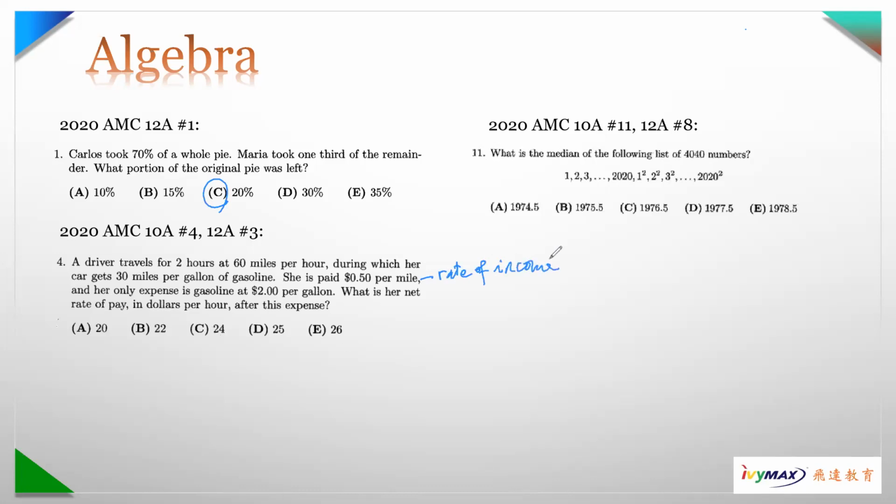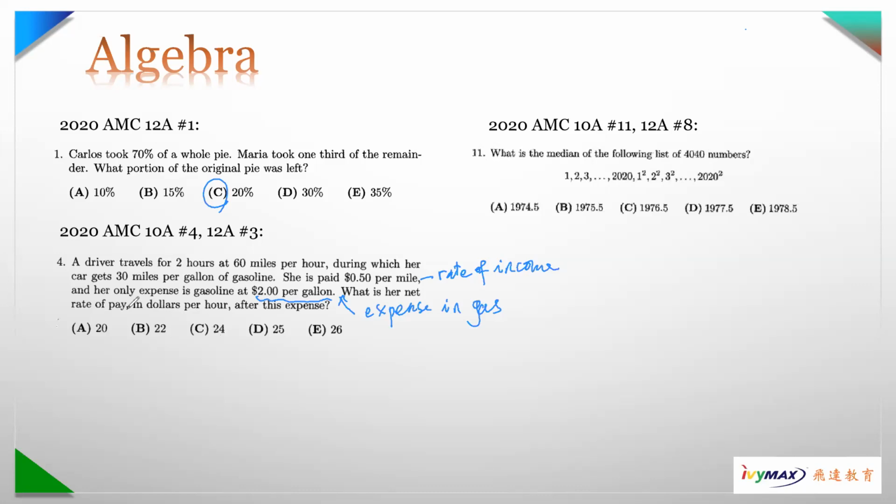And the other numbers in dollars here are the expense in gas. Obviously the question asks you for the net rate of pay. So we need to collect the total income minus the expense, right? And that can give you the net income. So this is the idea. And if you understand that, the question is actually pretty simple.